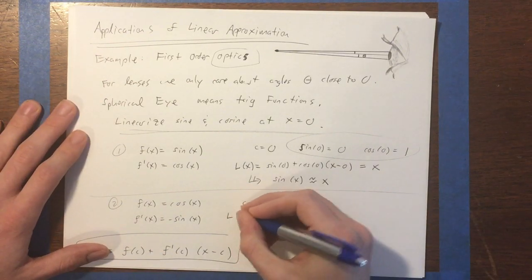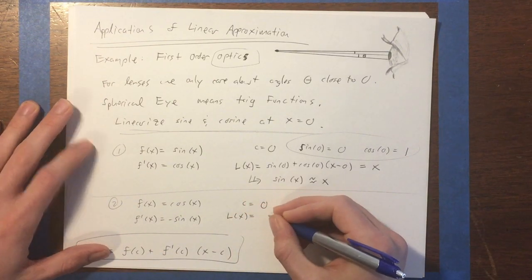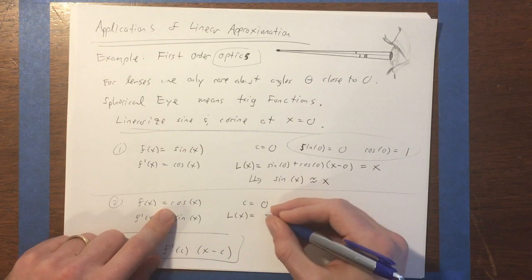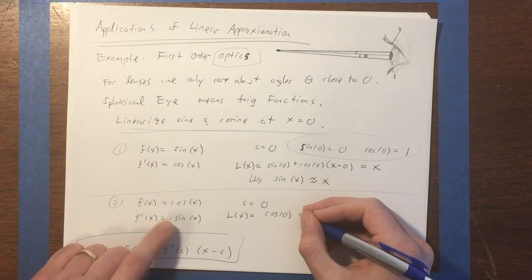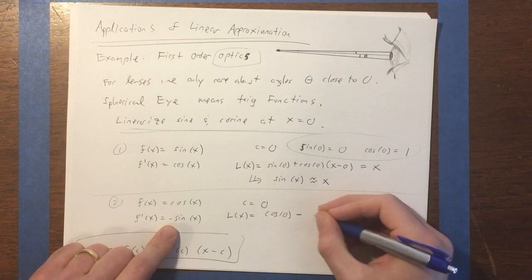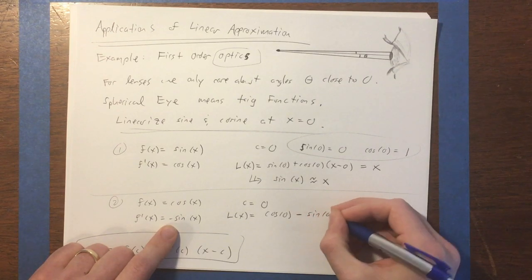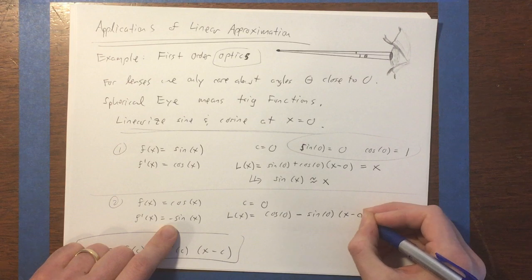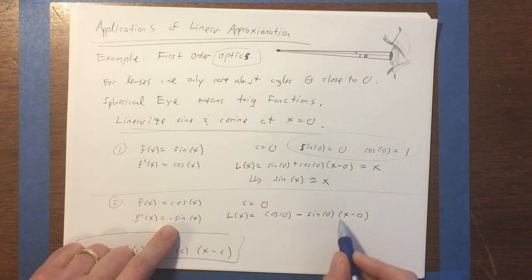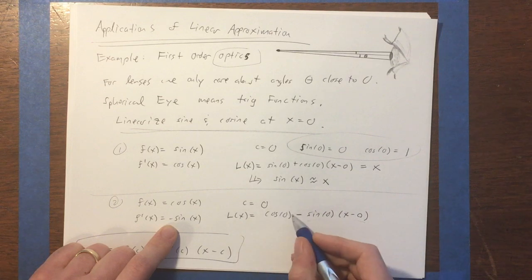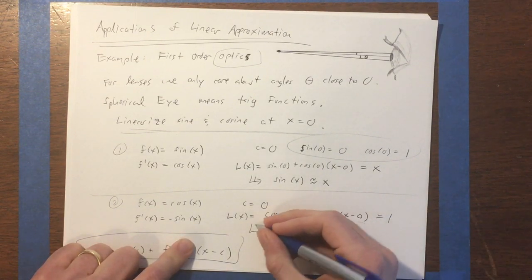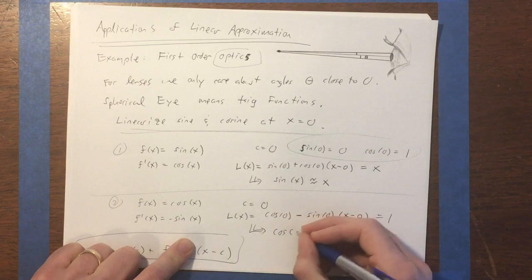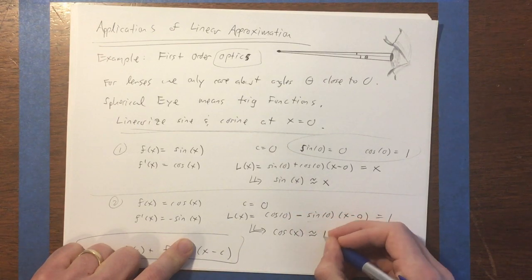And for cosine, do the same thing. We're going to do the function f of 0, which is cosine of 0, plus the derivative, which I'm going to write as minus sine of 0 times x minus 0. Since sine of 0 is 0, that term is gone, and we just have cosine of 0, which is 1. So now we have the linear approximation: cosine of x is approximately equal to 1.